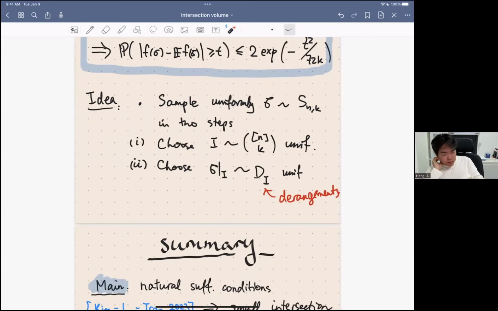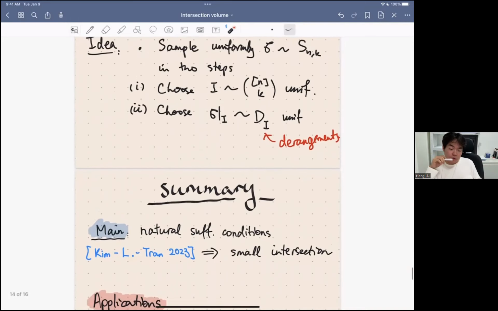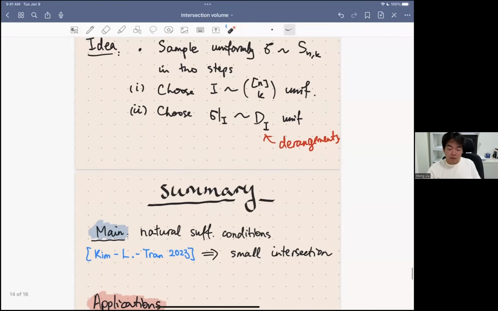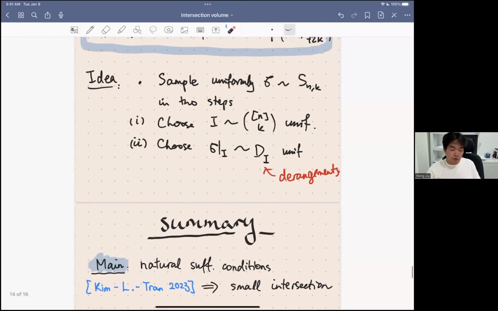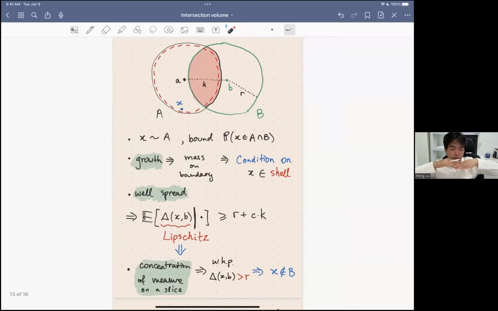Summary. Let me briefly summarize. What I have just mentioned is the main result we have in this joint work with Jaehoon Kim and Tuan Tran. These three natural conditions imply the decay on the intersection volume. Let me quickly recall these three conditions: the growth condition, the smoothness and well-spread of the discrete metric space, and provided also that we have concentration of measure on the slice. On the slice means we are at a fixed distance from some point, right? Then we can prove this decay on the intersection volume.